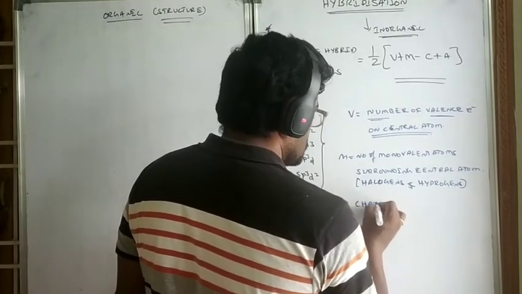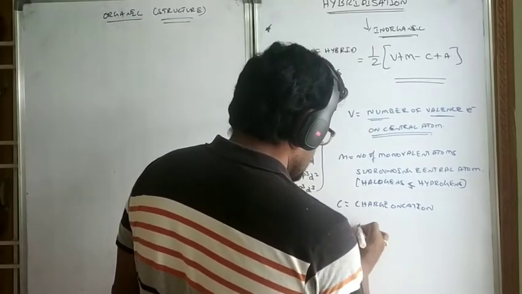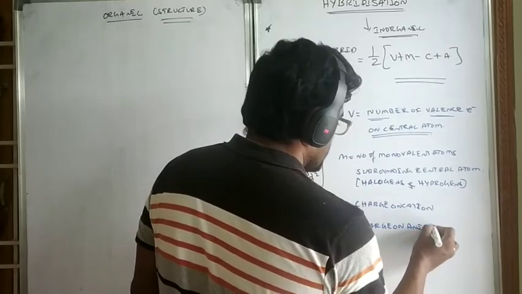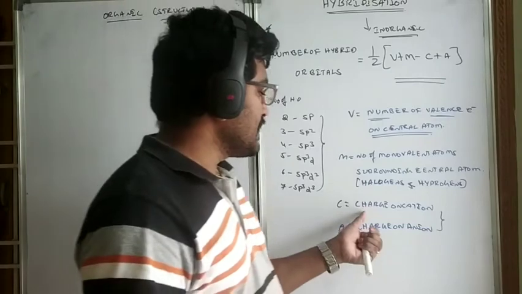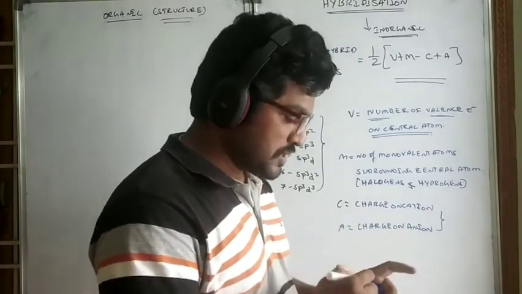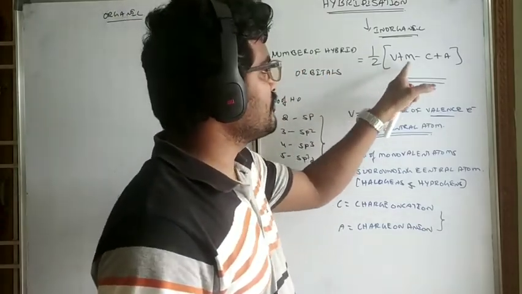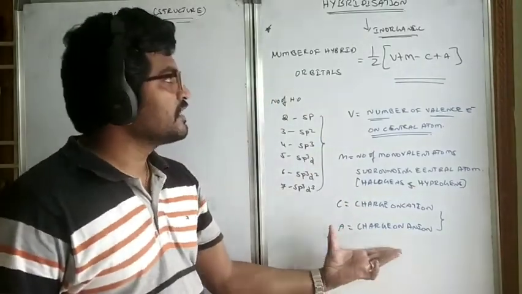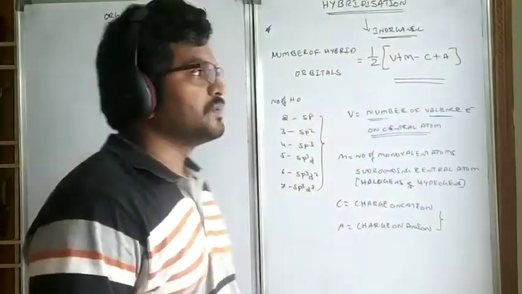C is equal to the charge on the cation and A is equal to the charge on the anion. If they give you an anion, you have to consider the charge on the anion. If it is a cation, the charge on the cation will be considered. So the number of hybrid orbitals is equal to half into V plus M minus C plus A. By using this formula, we can find the hybridization in any inorganic compound.